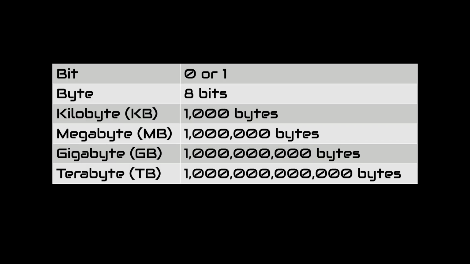When you group 8 bits together, you have a byte. A byte is roughly equivalent to a character. The word byte would be 4 bytes since it has 4 letters in it. Once you have 1,000 bytes, you have a kilobyte. A megabyte has 1 million bytes, a gigabyte has 1 billion bytes, and a terabyte has 1 trillion bytes.